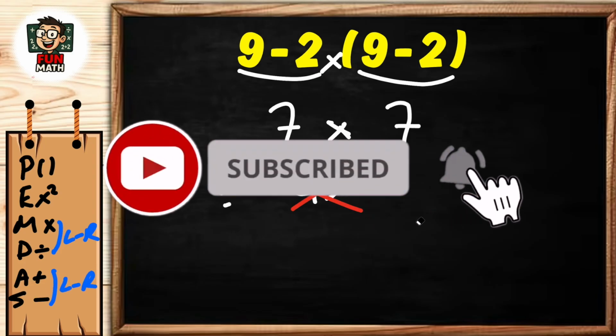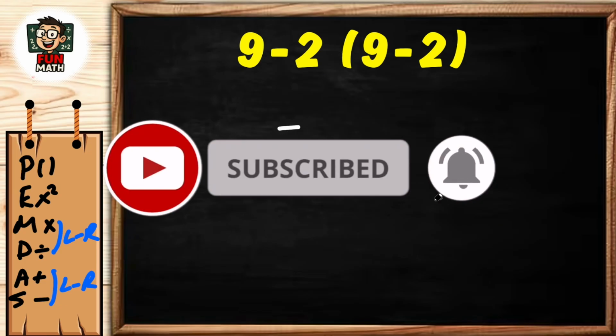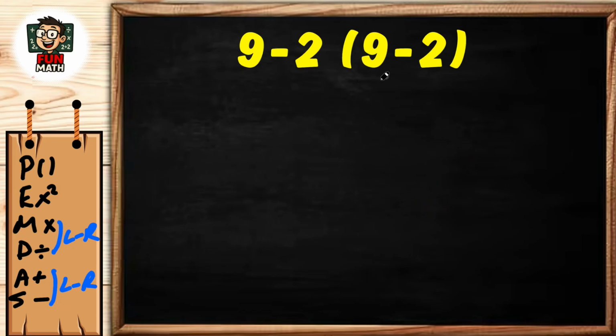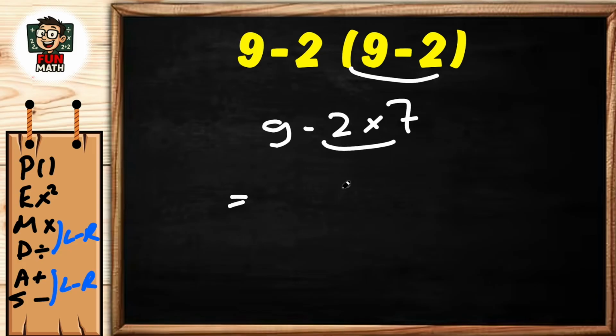Let's apply this rule to our question. First, parentheses: 9 minus 2 equals 7. There is a hidden multiply. Now we multiply 2 times 7 equals 14. Finally, subtract: 9 minus 14 equals negative 5. We solved the solution in detail.